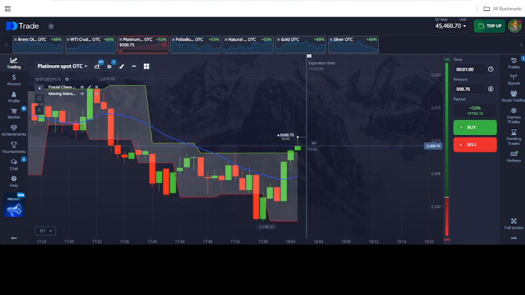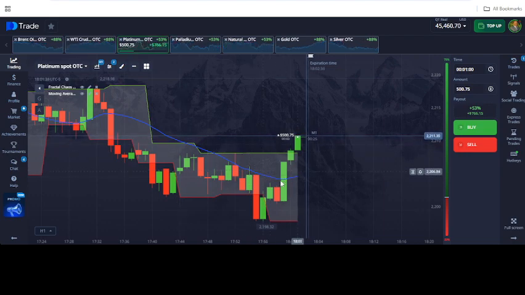Okay, so I'm on Platinum Spot OTC, and I just took a buy trade here. And the reason why I took the buy trade is that there appears to be a reversal here in the price. When we see the candles printing above the 20 SMA line, it signifies the start of a bullish reversal here.